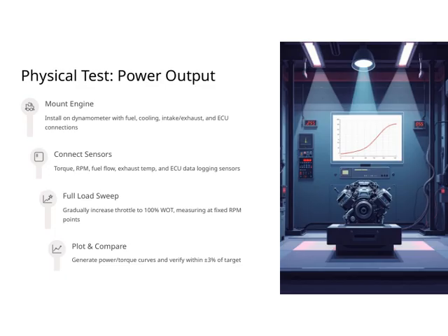Finally, we generate power and torque curves from the data and compare them to our target values. Our goal is to verify that the engine's output stays within plus or minus 3% of the desired performance targets. This step is essential for confirming that our tuning and modifications are delivering the expected results, tying everything back to our overall goal of optimizing engine performance.